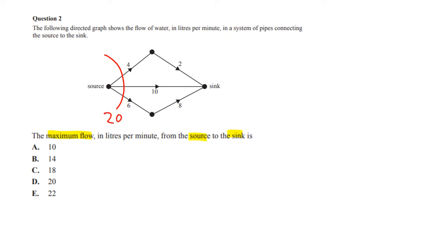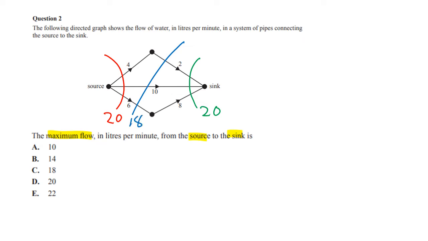I could do another cut. This is definitely the topic for different colored pens. This cut here, 2 and 8 and 10, also gives me 20. But there are a number of other cuts I could do. I could do a cut like this, and I get 2 and 6 and 10. That gives me 18.